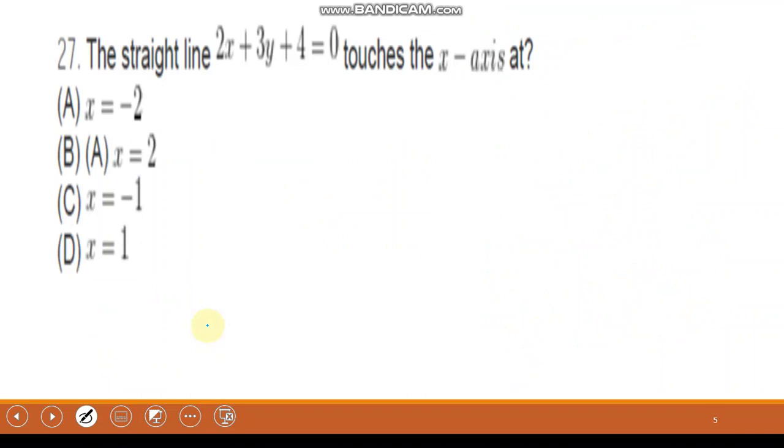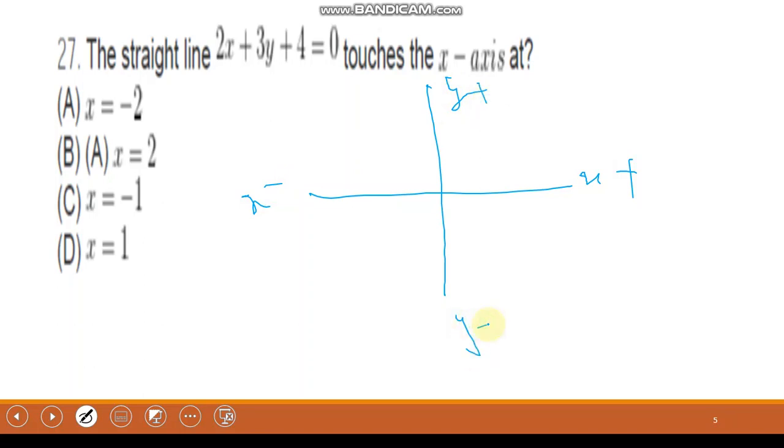Now a straight line. This is your straight line: 2x plus 3y plus 4 is equal to 0. It is the equation for the straight line. It touches the x-axis at... at which point is it touching? This is your coordinate system. Here x positive, here x negative, here y positive, here y negative. Now if you solve and get y equal to 0, that will be the point where the line touches the x-axis.